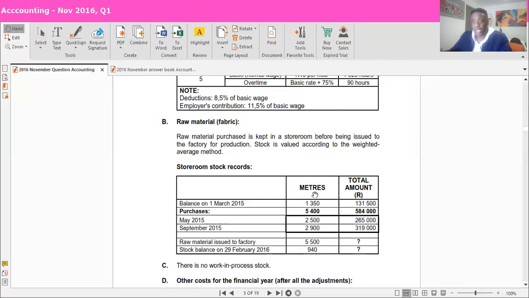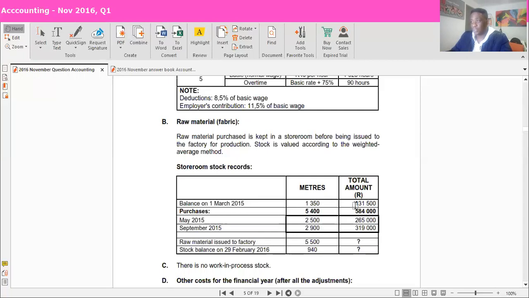So the same thing applies with the raw material. If you're still keeping that raw material, it will not be the cost. It becomes the cost when you take it and transform it into production. So that will be the 5,500 units. And what they told you here is that stock is valued according to the weighted average method. So we will need to calculate the weighted average cost of inventory.